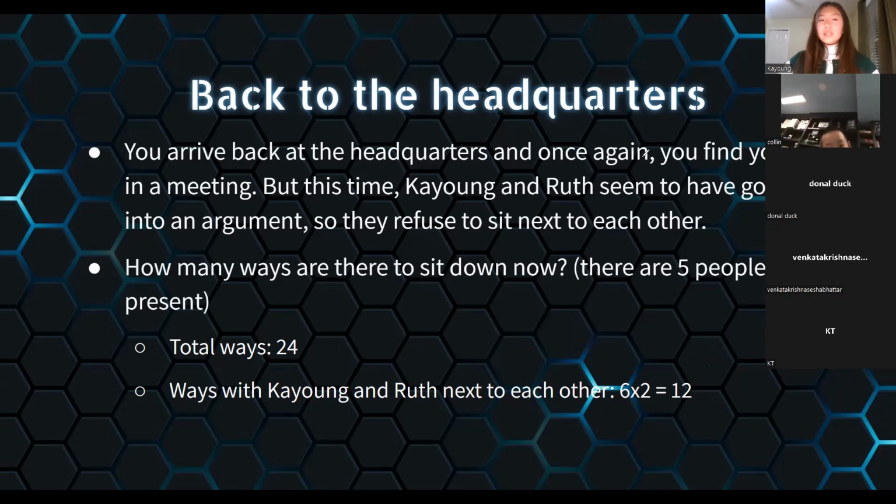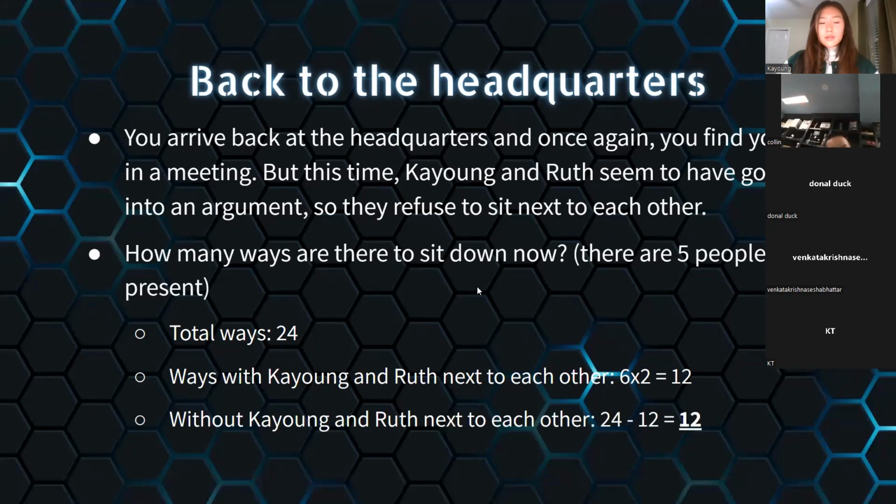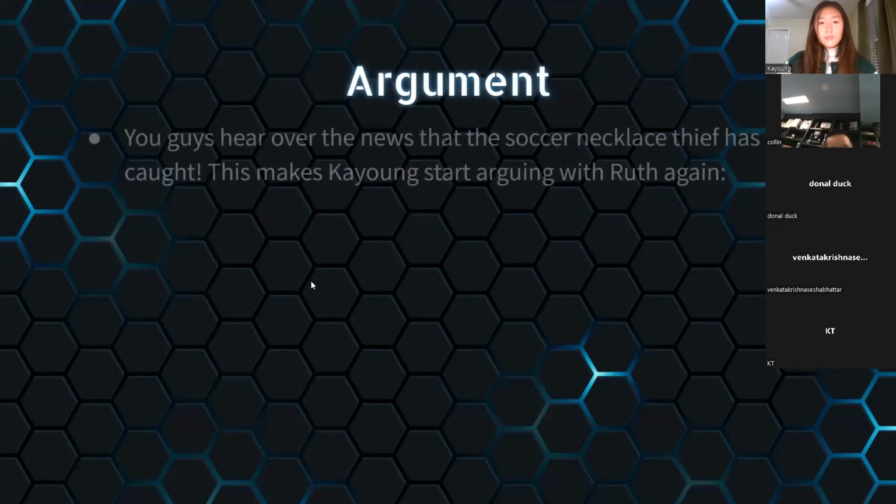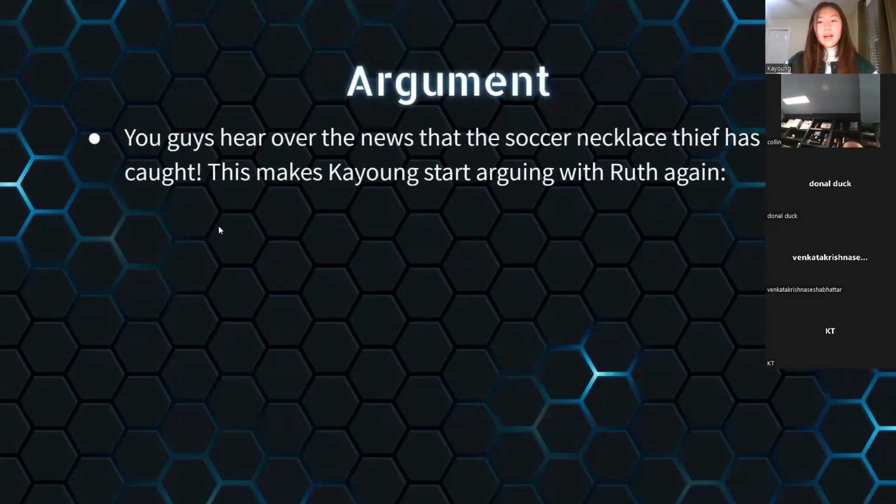So that was a little tricky, but I think if you thought about it, you guys would have gotten it. So yeah, ways with me and Ruth next to each other is 12, and then you subtract to get 12. So why were we mad?